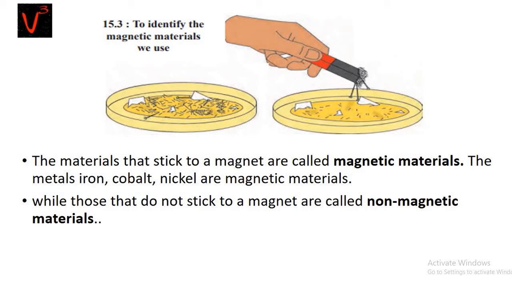This means iron filings and nails are magnetic materials. That is, the materials that stick to a magnet are called magnetic materials. The metals iron, cobalt, nickel are magnetic materials, while those that do not stick to a magnet are called non-magnetic materials. In the saucer, sand, pieces of paper and sawdust were the non-magnetic materials present.